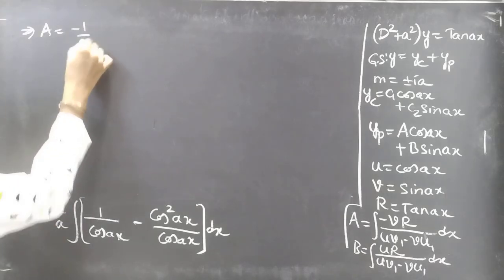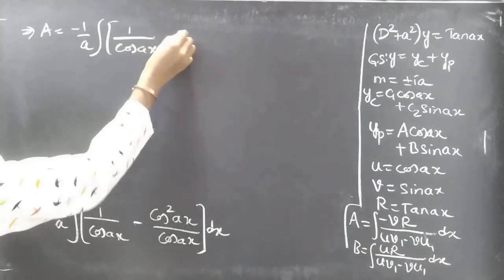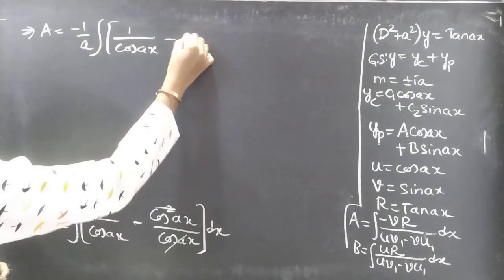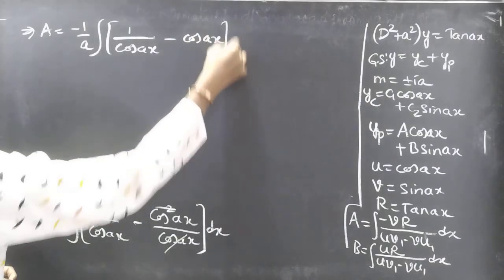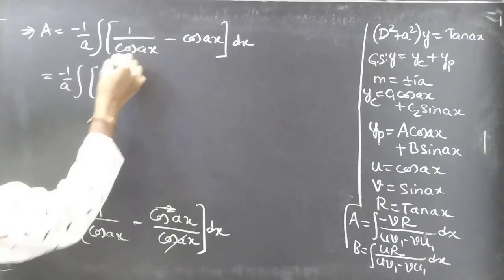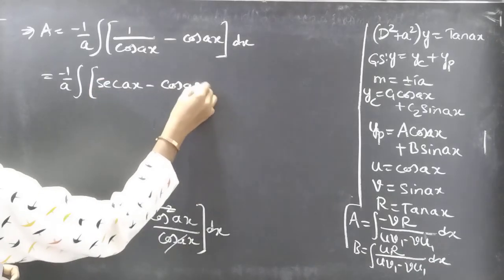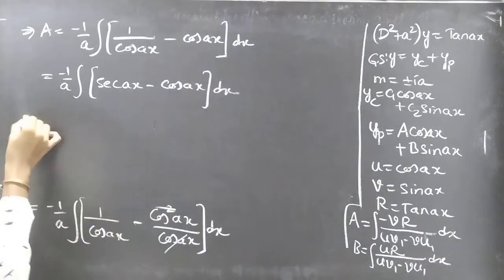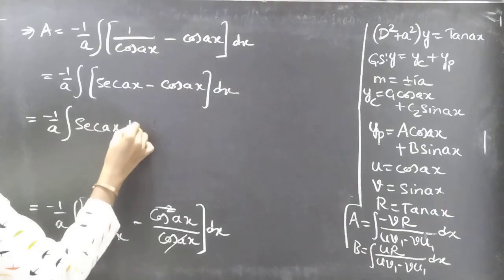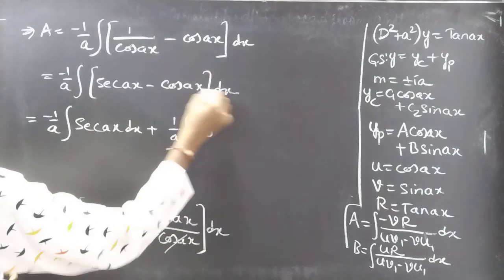This becomes minus 1 by a integral of 1 by cos ax minus, here one cos ax gets cancelled, so you'll get minus cos ax into dx, which is equal to minus 1 by a integral of, we know that the reciprocal of cos ax is secant ax, minus cos ax into dx, which is equal to minus 1 by a integral secant ax dx, minus into minus plus 1 by a integral cos ax dx.